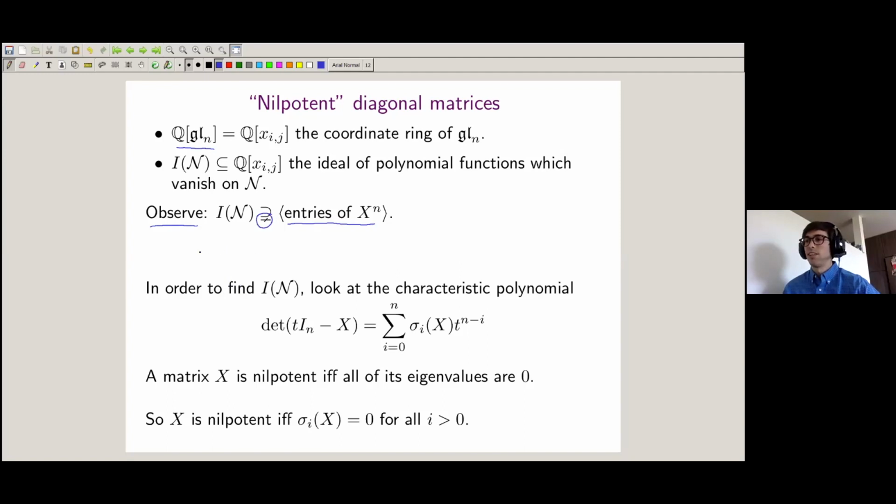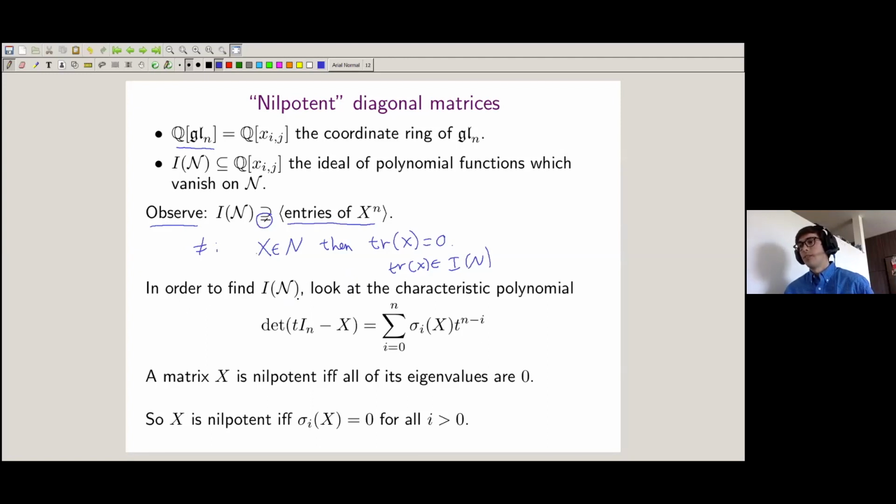And to see that, why is it not equal? Because if x is nilpotent, then the trace of the matrix has to vanish. And that's a degree 1 relation. I mean, that's a degree 1 element of the defining ideal, which is not generated by the entries of these nth powers because all of these entries are degree n. So there's a little bit more in this defining ideal.